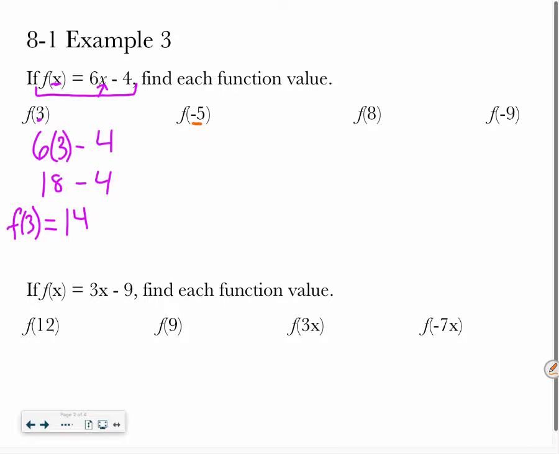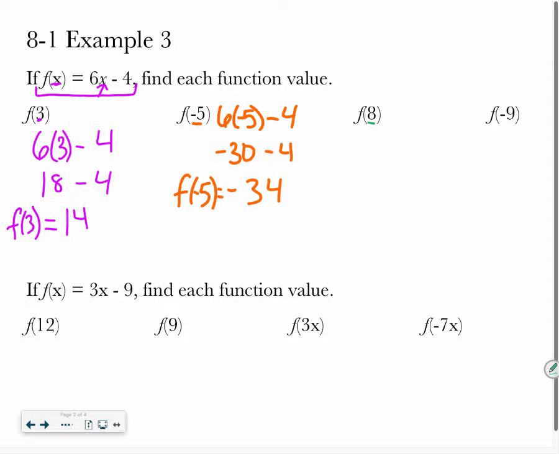Instead of having x, I have negative 5. So I have 6 times negative 5 minus 4. So negative 30 minus 4, negative 34. So I say f of negative 5 equals negative 34. Keep going. Let's try some more.